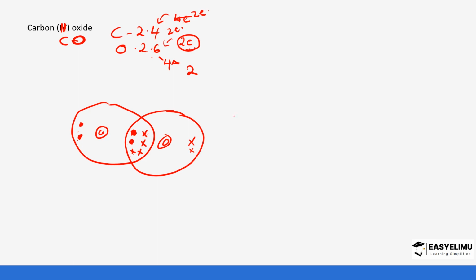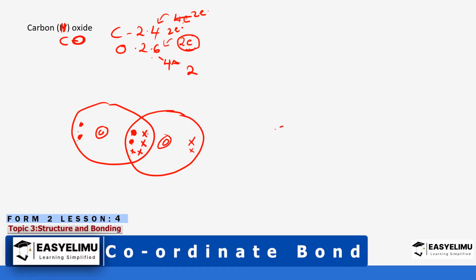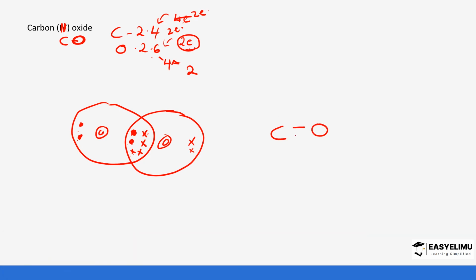If we present with lines, it becomes carbon. The first pair is a line. The second pair is a line because it represents 2. And then the next is an arrow showing that oxygen donated the third pair. So we put the rest of the electrons on the outside. And that forms carbon 2 oxide.